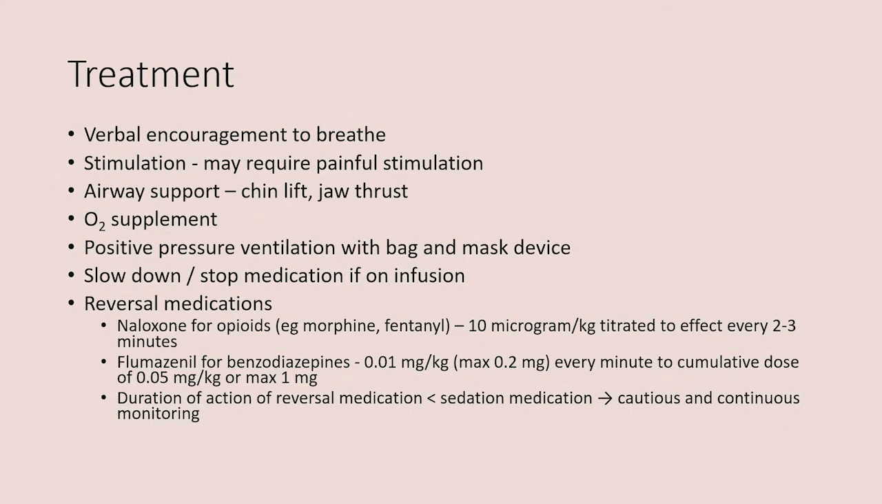And in other cases, we may try to reverse the medication's effect. For example, if the child is on an opioid like morphine or fentanyl, we can try naloxone to reverse the effects. If the child is on a benzodiazepine, we can use flumazenil. One thing of note is that the duration of action of the reversal medications is usually shorter than the sedation medication. So we have to be cautious and continue to monitor the child.